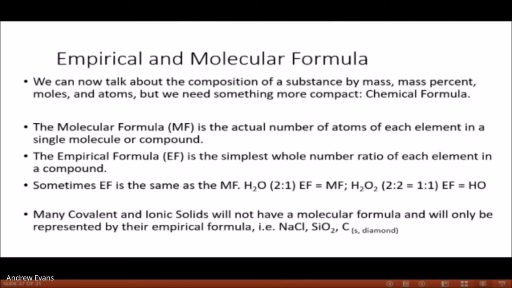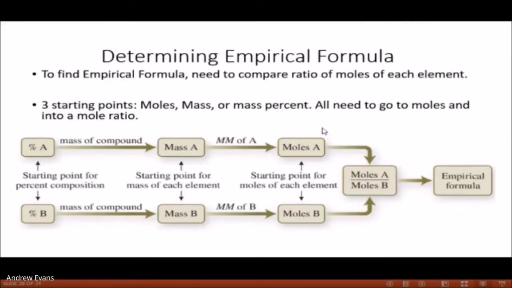Now, as I said, many covalent and ionic solids will not have a molecular formula. Sodium chloride, silicon dioxide, like glass, carbon in its simplest form of diamond will have a repeating carbon structure. We're just going to say C, even though it's really like C a bajillion, C 10 trillion. It's going to go as far as the diamond goes. So we can't really represent them as a molecular formula. But we're going to be looking at these empirical and molecular formulas. So how are we going to determine these empirical formulas?